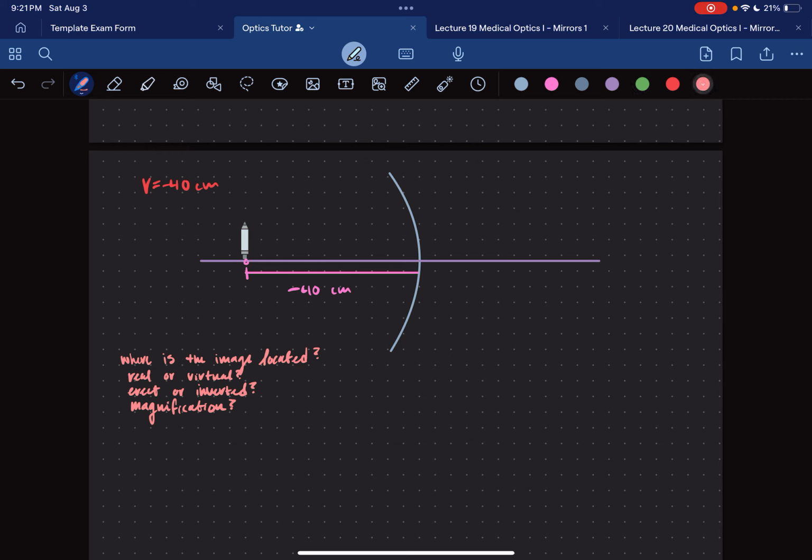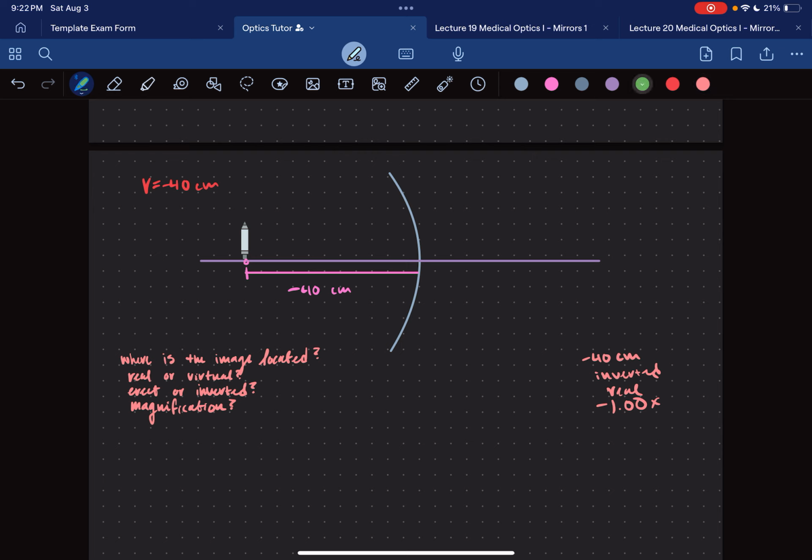So where is the image located? Or let me back up. We've got a concave mirror with a radius of curvature of -40 centimeters, and the object is placed at -40 centimeters. Where is the image located? Okay, so I'm just going to write over here. I know it's going to be at -40, so right at the same spot. It's going to be inverted. I know it's going to be real. And I know the magnification is going to be 1.00 or -1.00. So I haven't done any math, so let's do the math real quick and see if I got it right.